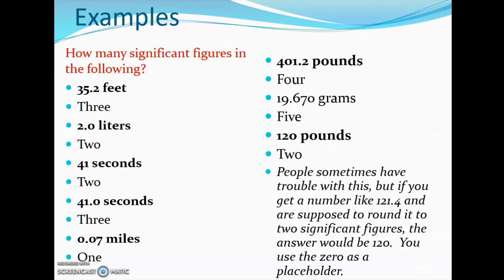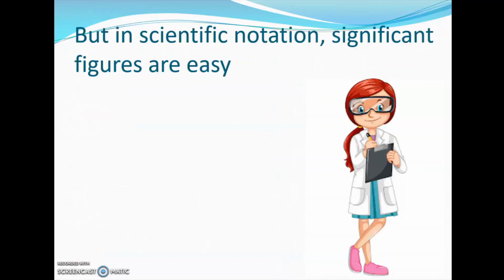And then there's just the last little blur. People sometimes have trouble with this. For example, in a problem, if you get a number like 121.4, and you're supposed to round it to 2 significant figures, for reasons which we're going to go over in just a little bit, the answer would be 120. The only 2 that are significant would be the 1 and the 2. So you just use that 0 after you round it as a placeholder. I just wanted to cover that since that's kind of a common mistake.